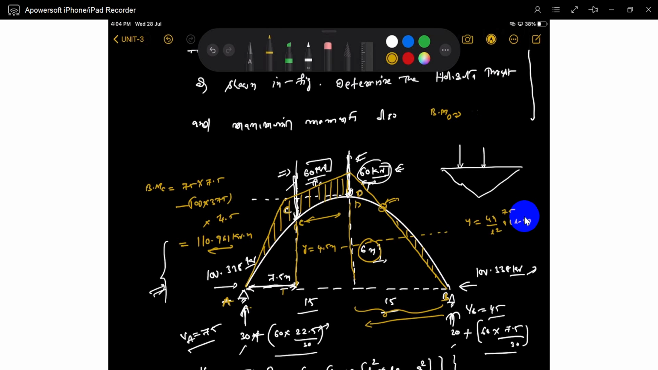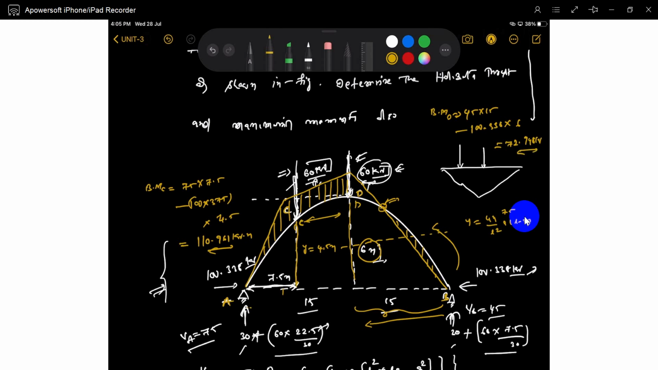Come from this position to this position: 45 into 15, minus 100 into 100.33 multiplied with height 6. What is that bending moment? That bending moment is 72.948 kilonewtons.